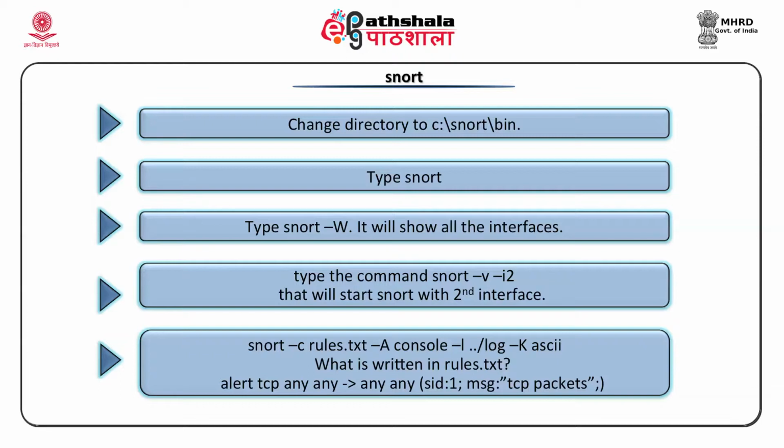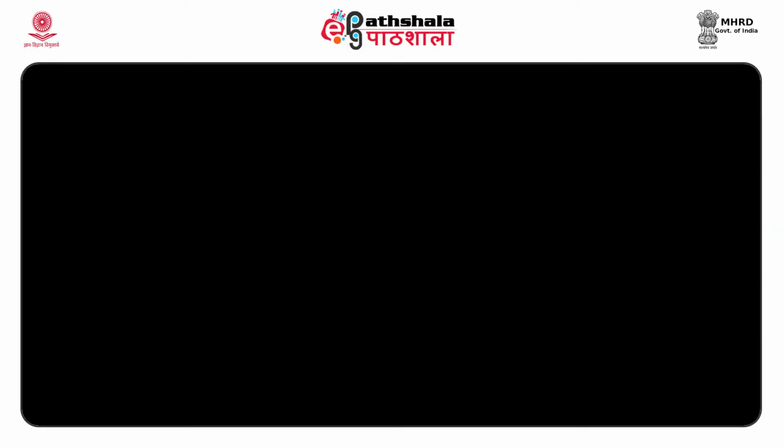What have we written in the rule file? alert tcp any any -> any any (sid:1; msg:"TCP packets"). Just to give a brief idea before we go into the detail, it says alert on which protocol? TCP. The any says source IP is any, source port is any. On the right side it says destination IP is any and destination port is any. Then it says SID, the sequence ID of the rule, is 1, and the message says it is a TCP packet.